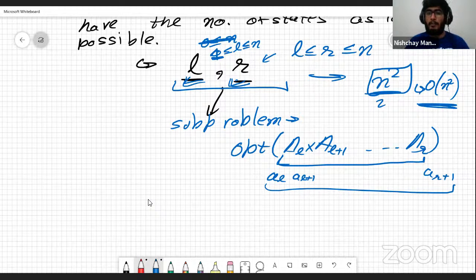Also, we have to figure out what the state is going to be holding, right? In my case, this state is going to be holding the minimum number of steps required to multiply all of these matrices, right?